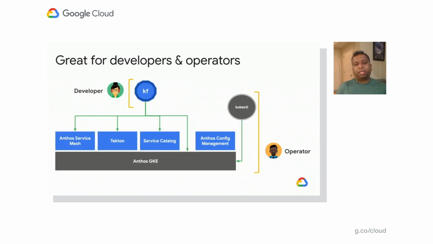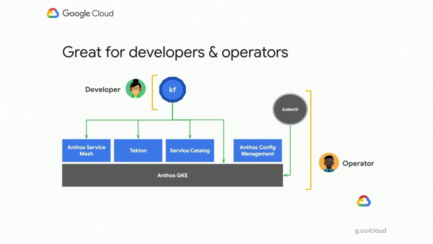So this is where KF comes in. KF was developed by Google from the ground up. So what it allows the developers to do is use KF in the same manner they would use CF commands or the Cloud Foundry commands. They can issue a KF command which will interact with all the underlying components of Anthos to provide the same experience which the developers would have when they use Cloud Foundry. Operators, on the other hand, can use all the declarative approaches provided by kubectl and all the Kubernetes tools to manage the platform.